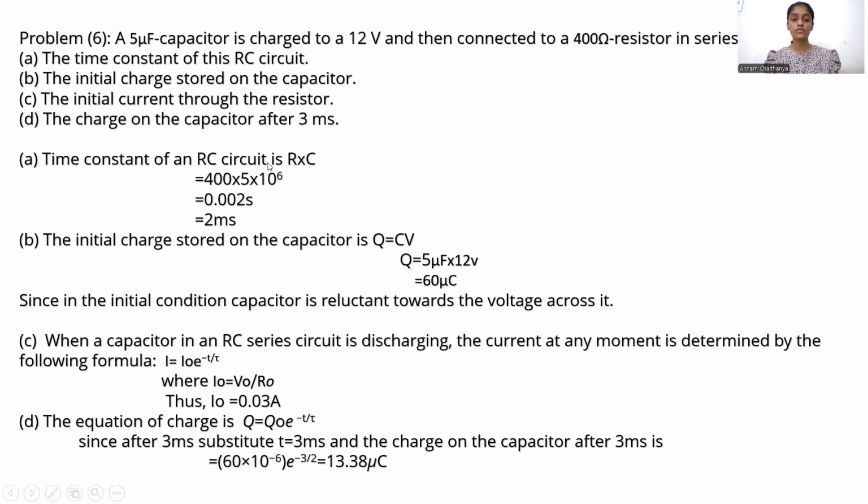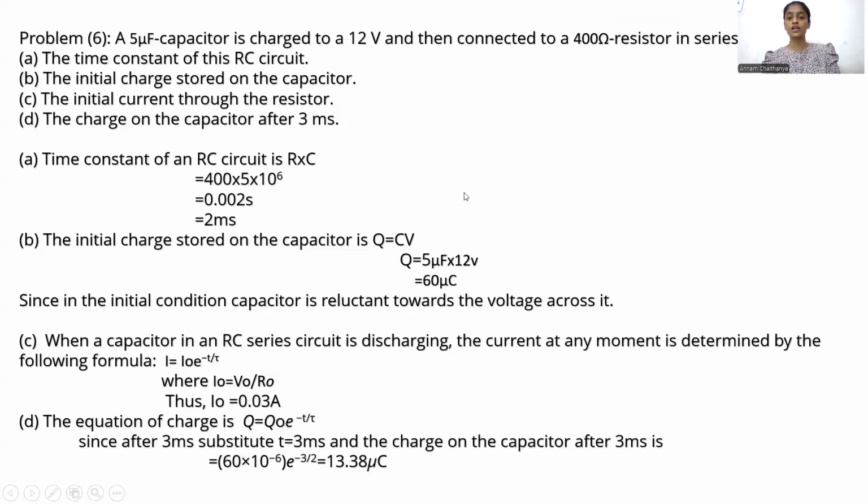So find the time constant of this RC circuit. The time constant of an RC circuit is R into C. The value of R is 400 and capacitance is 5 into 10 power minus 6, so it is 2 milliseconds. Next, the initial charge stored on the capacitor is Q equals C into V. It already has 12 volts with it. So Q equals 5 into 12, which is 60 microcoulombs.